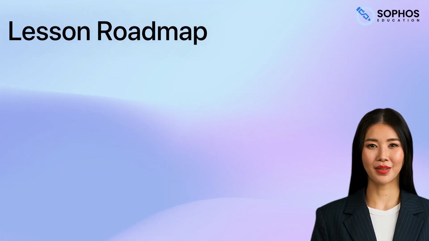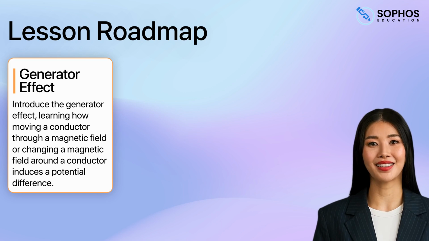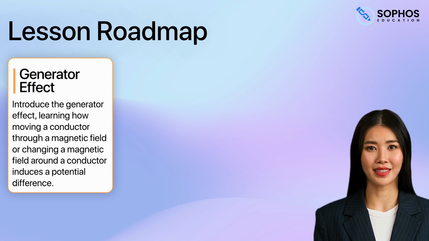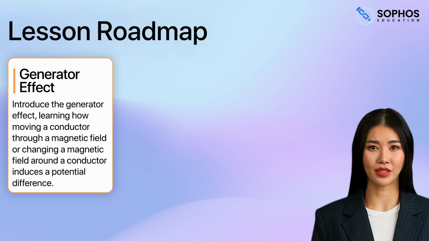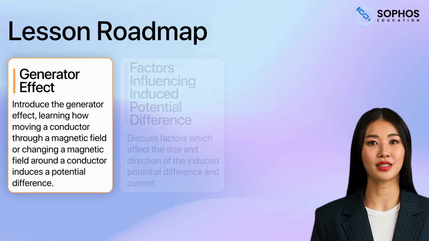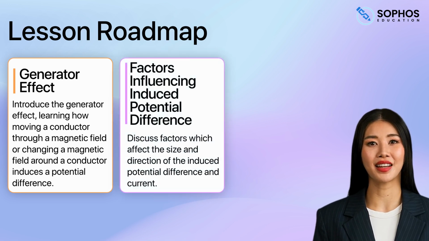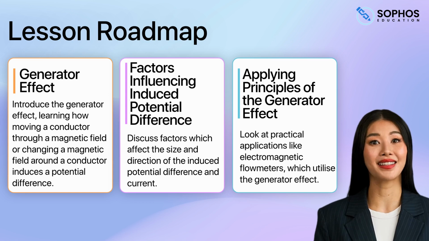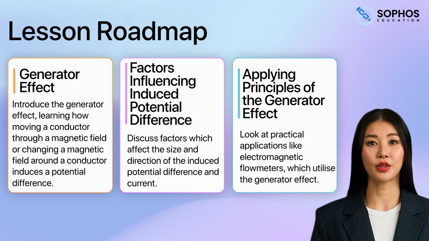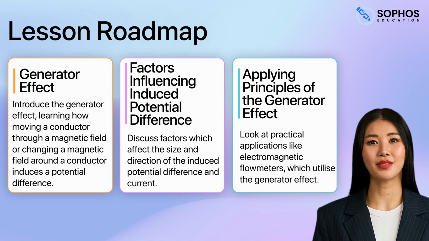In today's lesson, we'll introduce the generator effect, learning how moving a conductor through a magnetic field or changing a magnetic field around a conductor induces a potential difference. Next, we'll discuss factors which affect the size and direction of the induced potential difference and current. Finally, we'll look at practical applications like electromagnetic flow meters, which utilize the generator effect to measure the flow rate of conducting fluids.